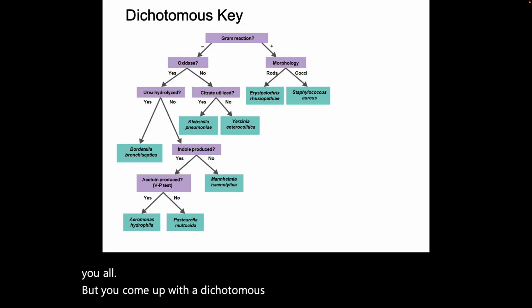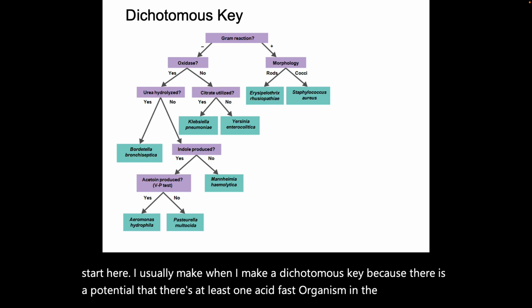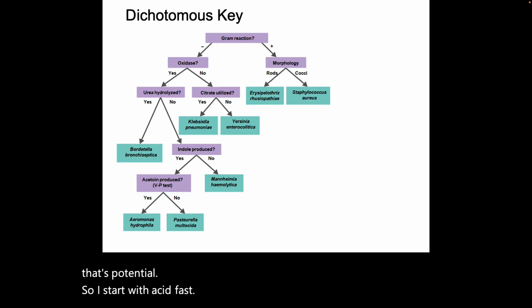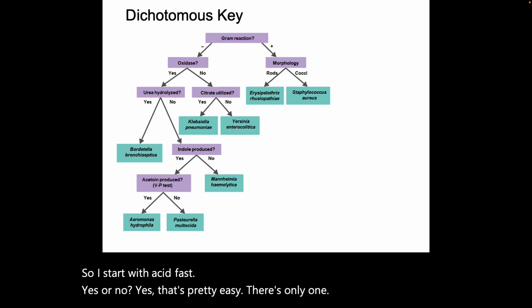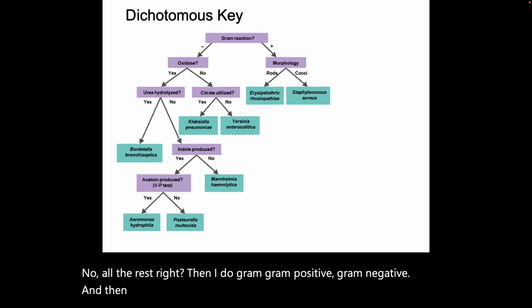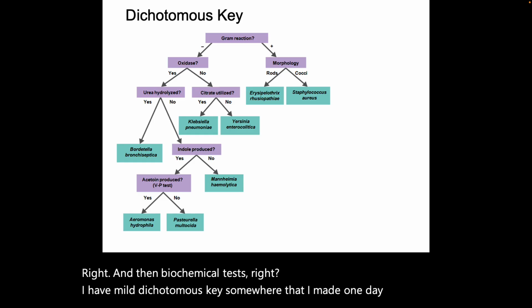So for example, I actually don't start here. When I make a dichotomous key, because there is a potential that there's at least one acid-fast organism in the unknown mix, I start with acid-fast. Yes or no? Yes, that's pretty easy. There's only one. No, all the rest, right? Then I do gram positive, gram negative. And then for each of the gram positive, gram negative, rod or coccus, right? And then biochemical tests, right? I have my old dichotomous key somewhere that I made one day in lab when I was teaching the lab.